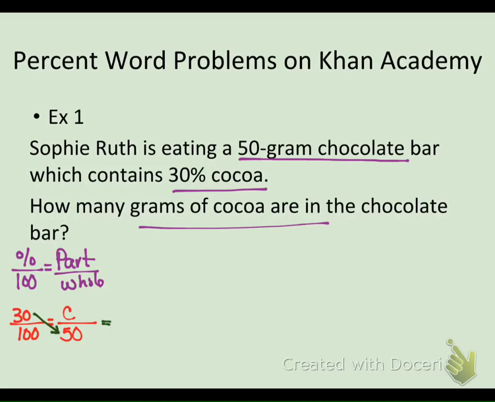Okay, so to solve this then, we just cross multiply. So 30 times 50 is what? Okay. Equals, then I cross multiply my other side.